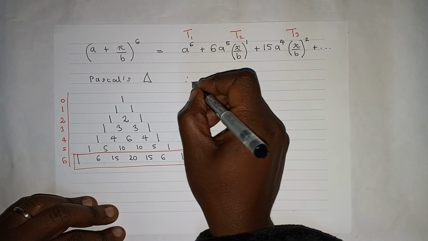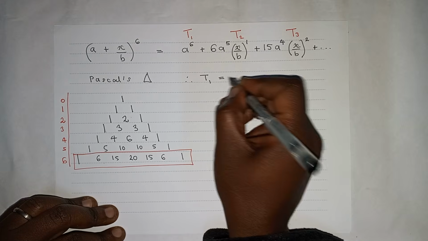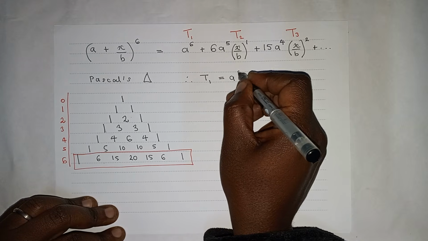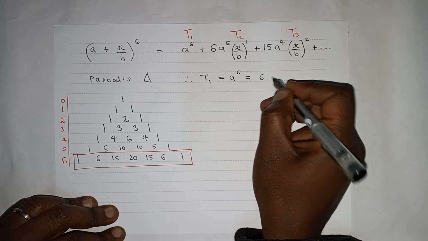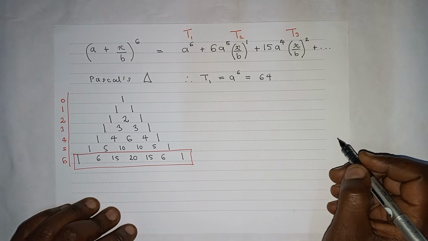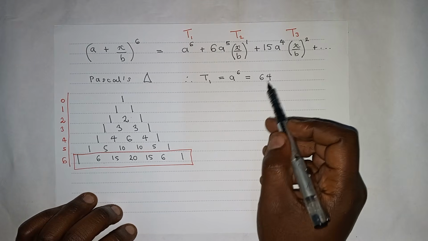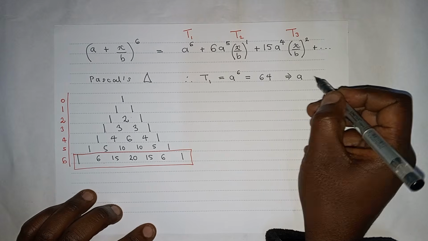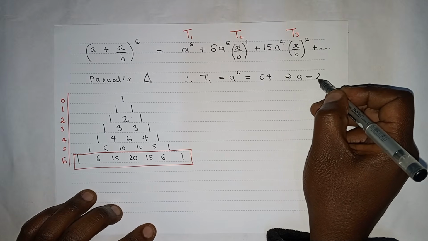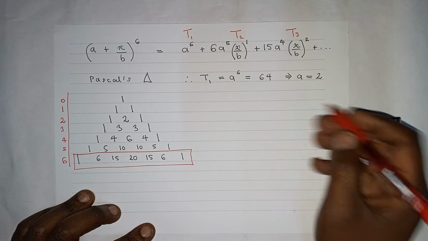So therefore, T1, which is a to the power 6, this one, is equal to 64. If we take the sixth root on both sides of the equation, we will obtain a being equal to 2. So we have found a.